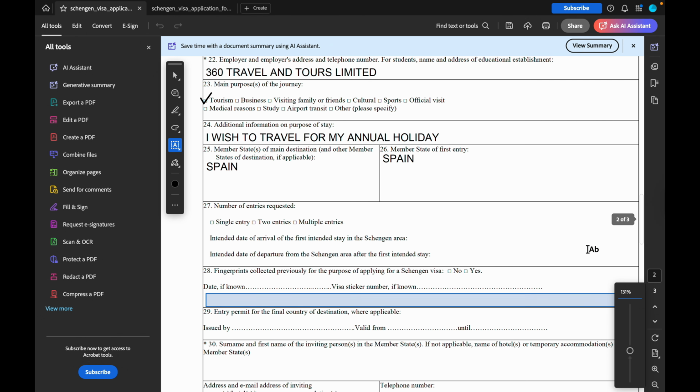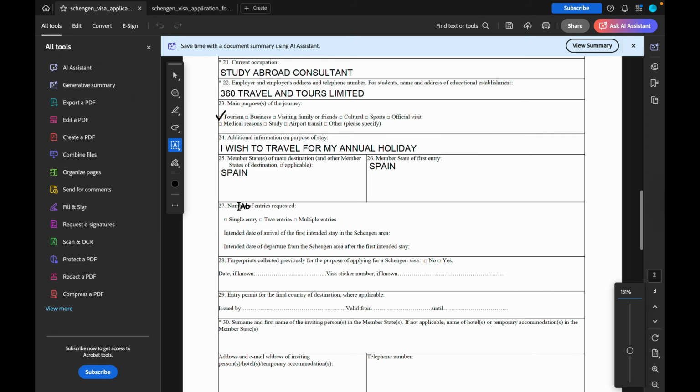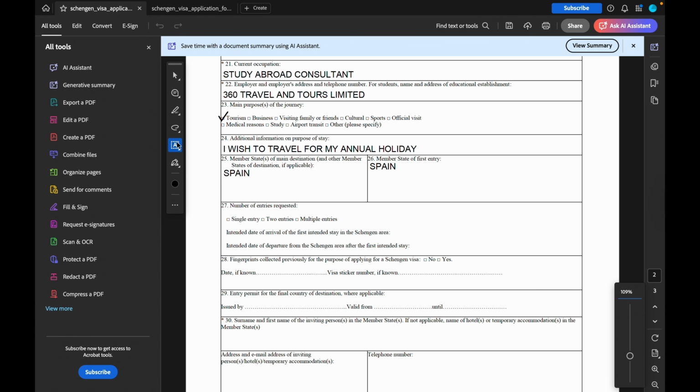Now let's zoom in a bit. Number of entries required. If you're a first-time applicant, I always recommend that you select single entry. However, if you've been to the Schengen area before, or more than twice, you can choose 2 entries or multiple entries. And what does this mean?